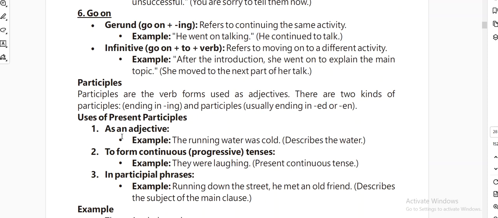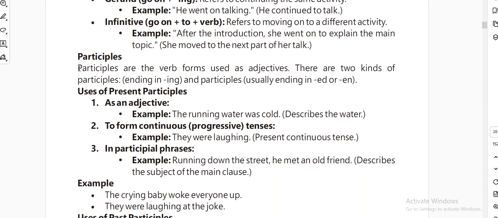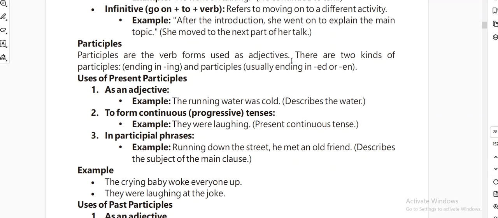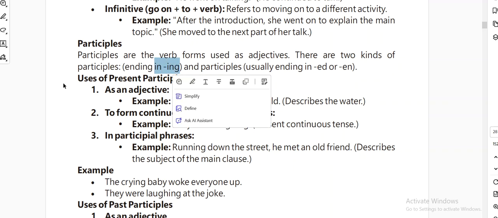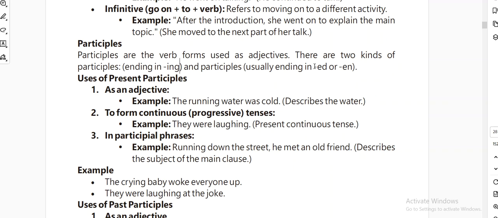Okay, next we will learn about participles. Participles are verb forms used as adjectives. There are two kinds of participles, those ending in ing and those usually ending in ed. Those words ending in ing as a verb will be called present participles, and the verbs ending in ed will be called past participles. But remember, don't mix these with verbs or gerunds, because they are used as adjectives.